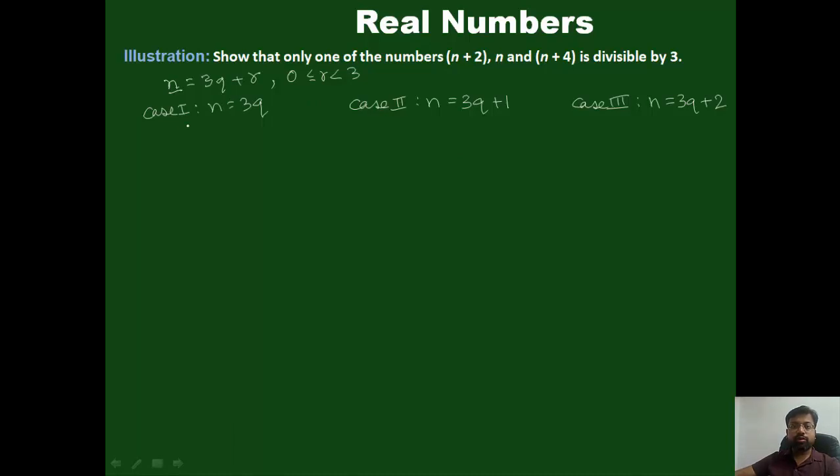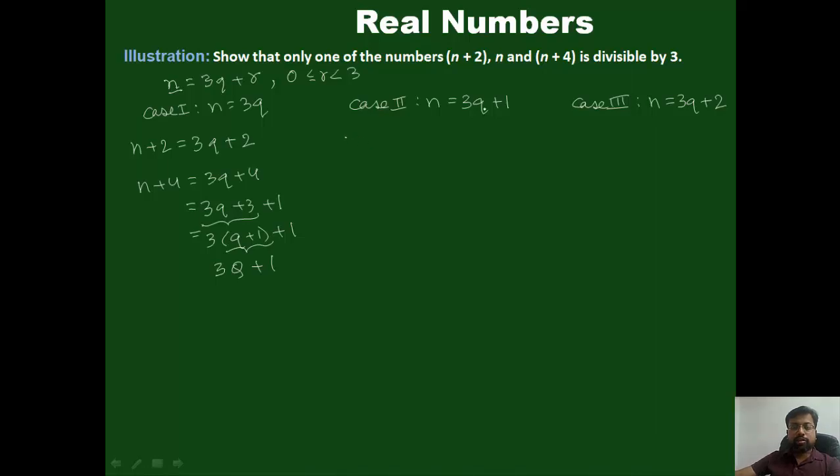Now when n is equal to 3q, what will n plus 2 be equal to? It will be equal to 3q plus 2. And what will be n plus 4? N plus 4 will be 3q plus 4, which is also equal to 3q plus 3 plus 1. 4 can be written as 3 plus 1. Now we take 3 common in here, so you have q plus 1 plus 1. This is an integer of the form capital Q, so you have 3Q plus 1.